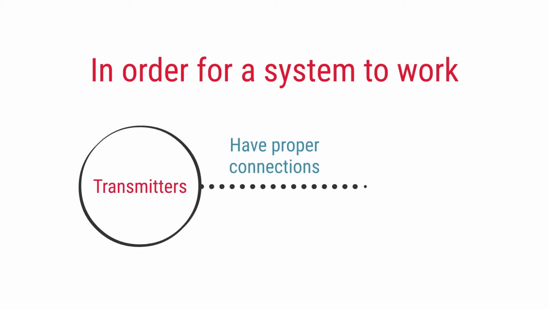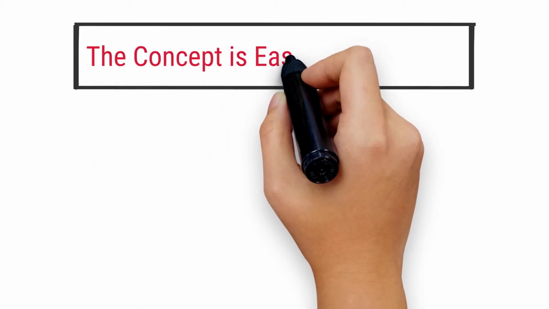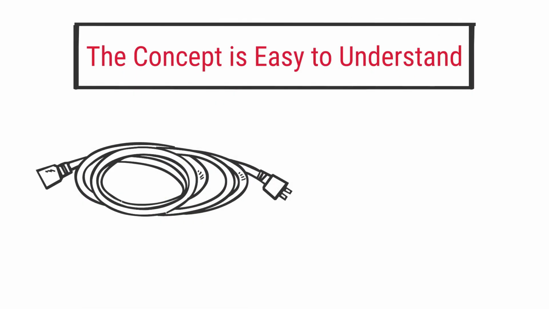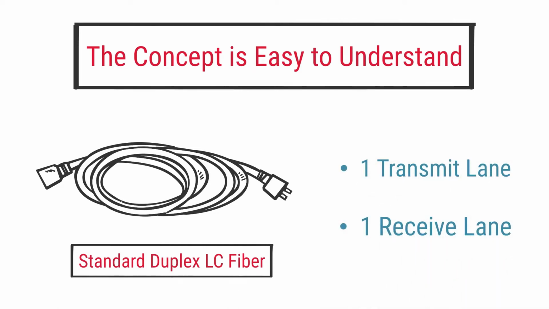In order for a system to work, it's critical to have proper connections where transmitters are connected to receivers. This concept is fairly easy to understand if we think about a standard duplex LC fiber cable, which has one transmit lane and one receive lane.